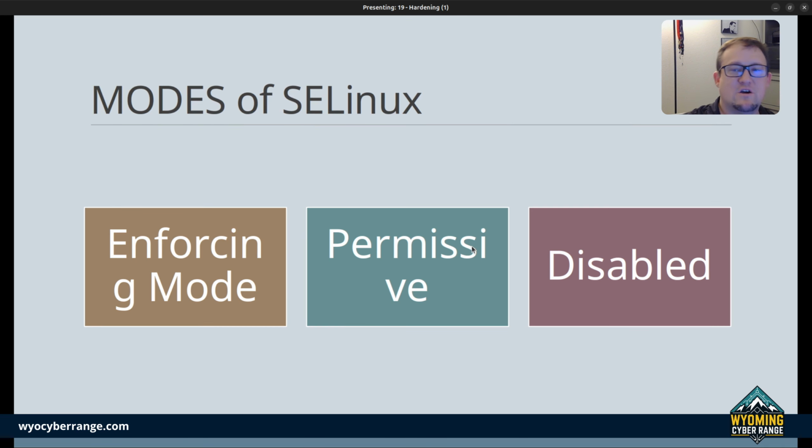We have a couple different modes of SELinux. The first one is enforcing. This is where the policy is active and blocking violations. This is where you want to be. We have permissive, where it's going to log all our violations, but it doesn't stop them. Great for troubleshooting. Or lastly, it could be disabled, which is turned off entirely. Don't do this.